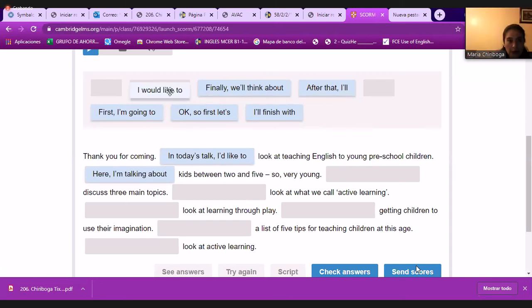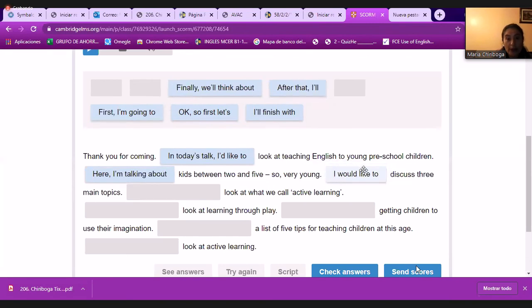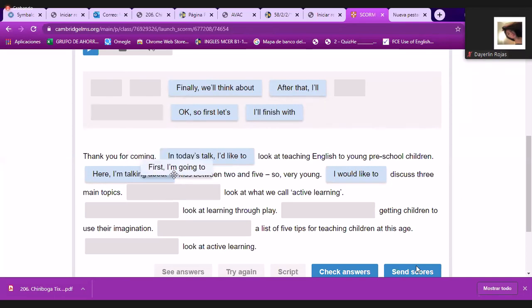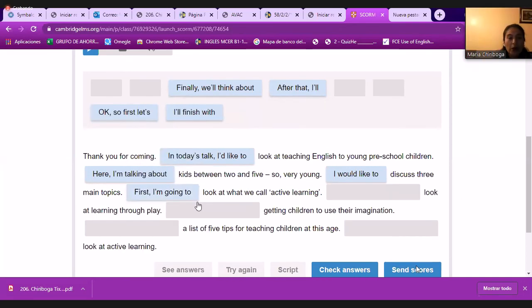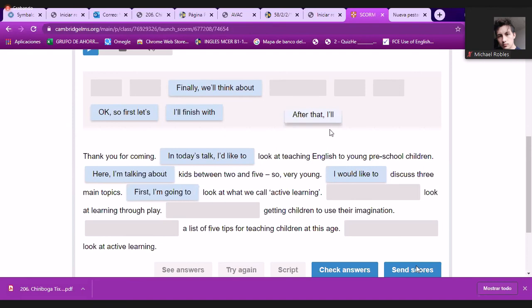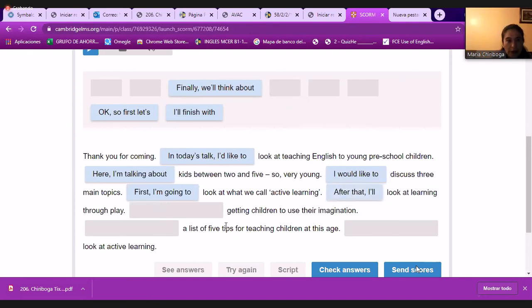I would like to. Okay. I would like to. Me gustaría, ¿no? I would like to discuss 3 main topics. First, I am going to look at what we call active learning. After that, I look at learning through play, okay?